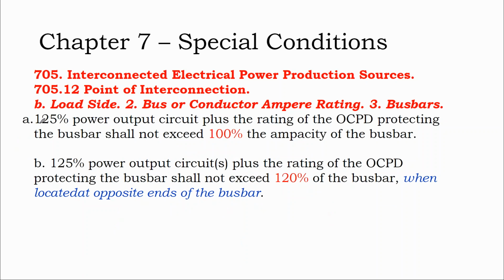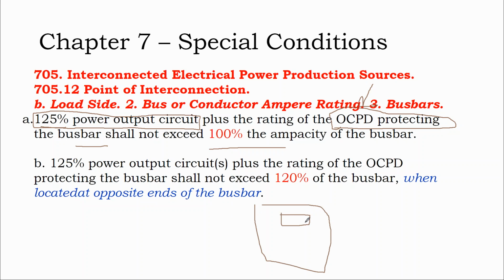And so for load side connections, it says, all right, you take 125% of the output circuit of your design amperage, plus the rating of the main overcurrent protection device protecting the bus bar, and that shall not exceed 100% of the ampacity of the bus bar. So what that means is if I have my main breaker, which is 200 amps, and then I have my solar breaker, and let's just call that 40 amps.